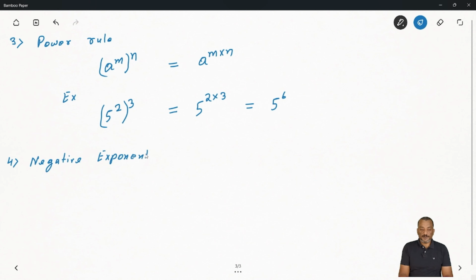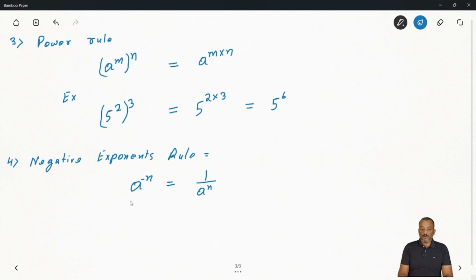Negative exponent rule or law. It says that if a number is written with a negative exponent, so here a is written with the negative n, which means we can write 1 over a to the power n. Negative exponents always go to the denominator.